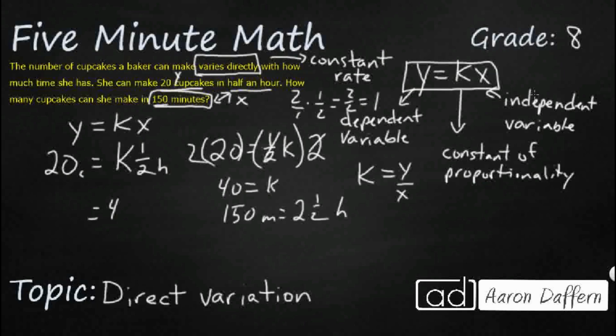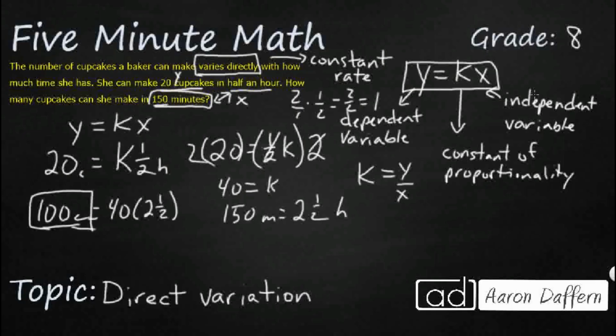My k is 40. My x is 2.5, right? And then so I'm looking for how many cupcakes I can make in that 150 or 2.5 hours. Well, double 40 is going to be 80. Half of 40 is 20, so 80 and 20 makes 100 cupcakes. So there's my solution is 100 cupcakes.